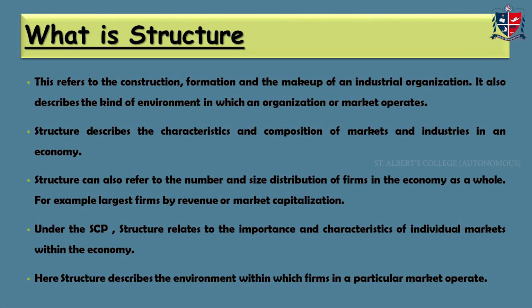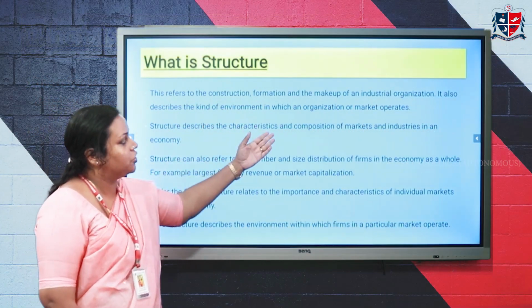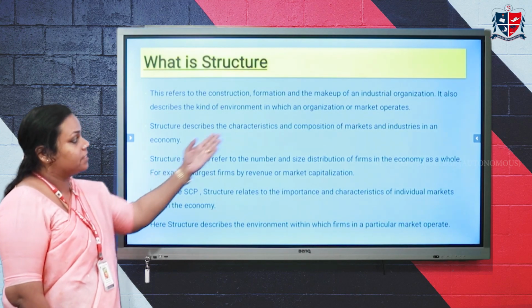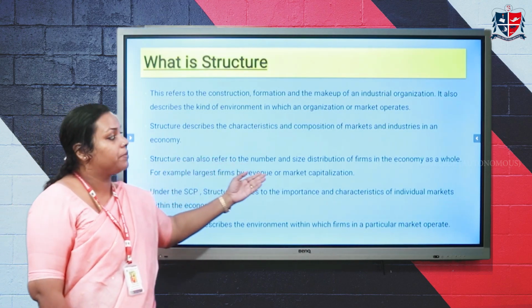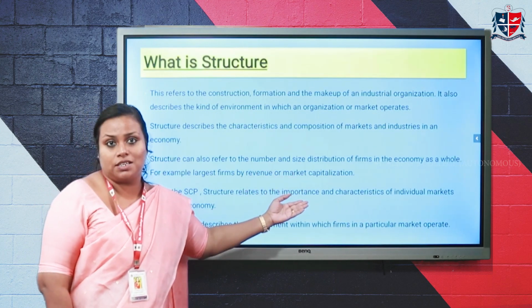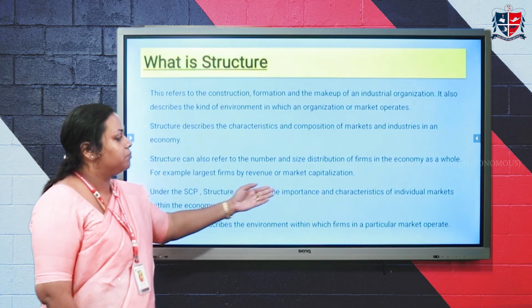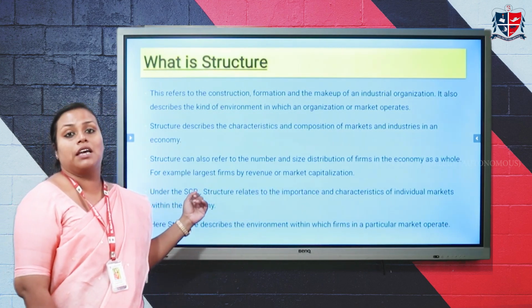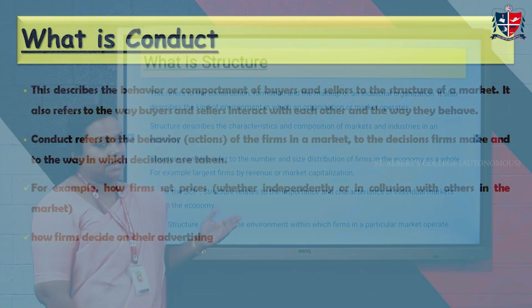So let's see what a structure is. Structure mainly deals with the construction, formation and makeup of an industrial organization, and it has the characteristics and composition of markets and industries. It also refers to the number and size distribution of firms in a sector. You can see that the structure has an importance and characteristics of individual markets, and it also helps us to understand the interaction between buyers and sellers too.